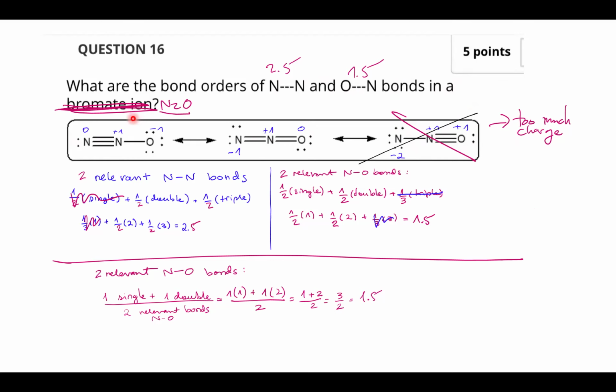Here I have a -1 formal charge on this oxygen. As you see, it has 3 lone pairs, so it has -1. You have 3, 4, 6, 7. 6 minus 7, -1. For this nitrogen, it will be 1, 2, 3, 4. 5 minus 4 is +1. And here, 2, 3, 4, 5. 5 minus 5, 0.